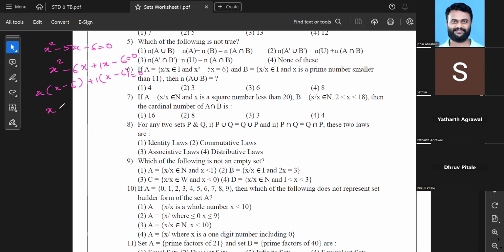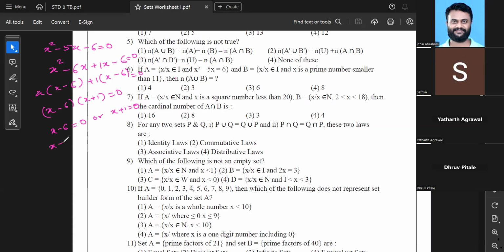Then again, I'll take common. X minus 6 I have on one side, x plus 1 I have on another side. And that will give me x equal to 6, basically. That also I'll explain. X minus 6 is equal to 0. That is one possible answer. Or x plus 1 equal to 0. That is another possible answer. Okay, these are the two possible answers: 6 or minus 1.